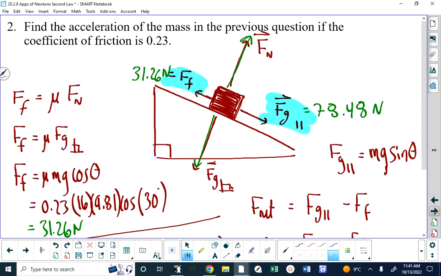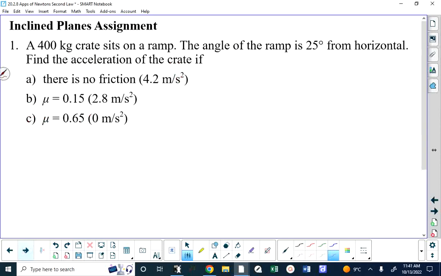Anyway, you have a few questions that I would like you to do for tomorrow. I will get your quizzes marked and back to you by tomorrow. And tomorrow we have one more thing we want to look at, which is pulleys. And then next week we put it all together, potentially with pulleys and inclined planes. So get to work on those problems, please.